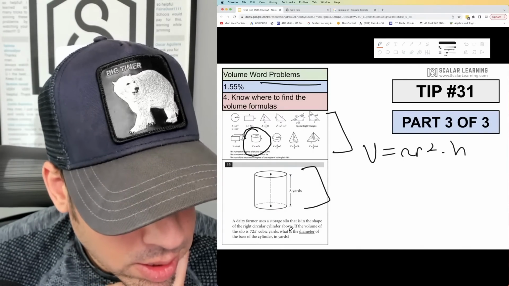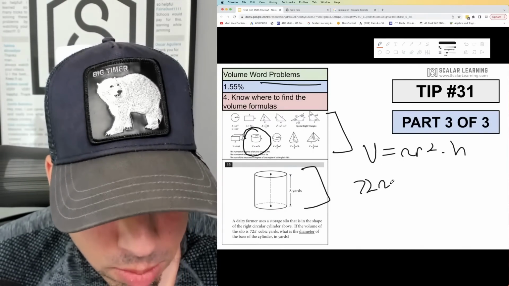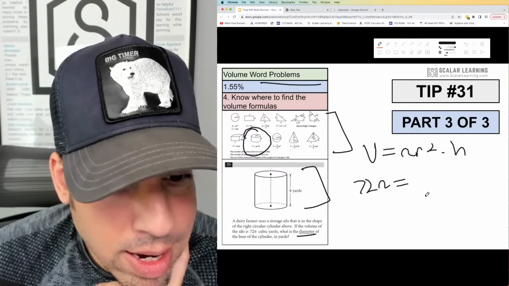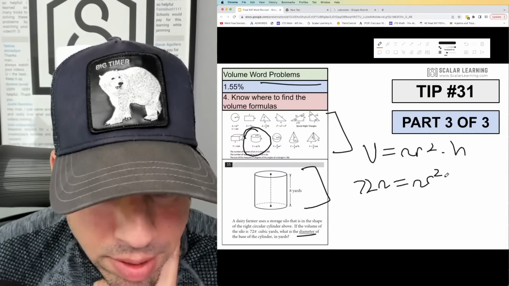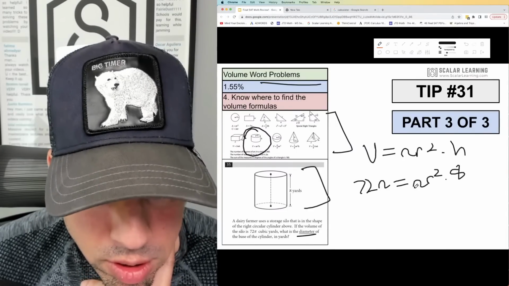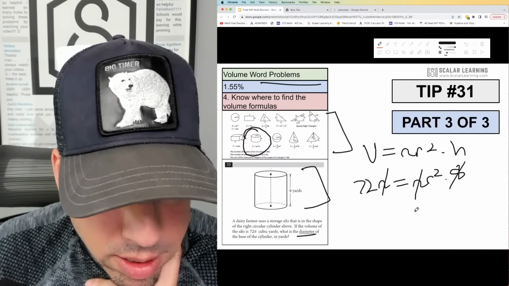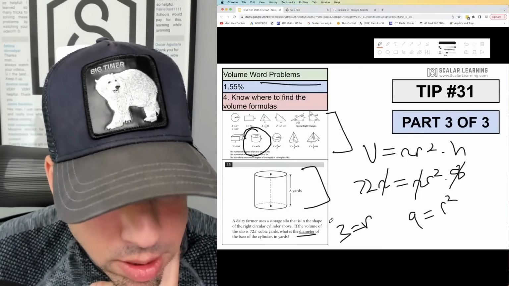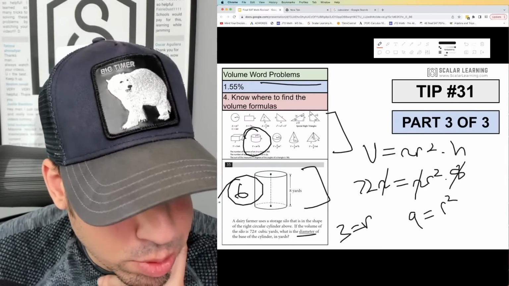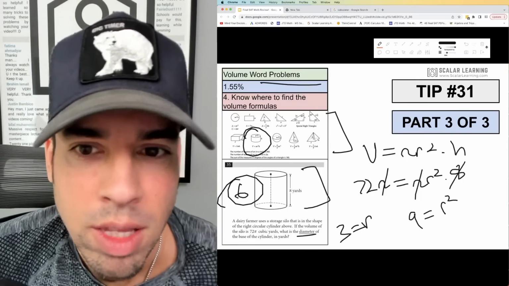And they said if the volume is 72 pi, look, I'm just plugging in. What is the diameter? And I know I got a height of 8. So I divide by pi and divide by 8, and I get 9 equals r squared. R equals the square root of 9, which is 3. Diameter is double the radius, 6. Boom, done. That's how we do it.